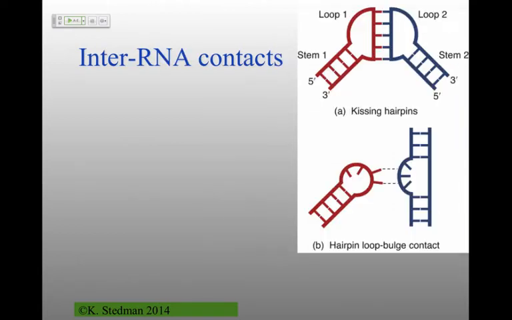You can also have RNAs interacting through space, and it turns out this is really important for ribozymes. Those are RNAs which have enzymatic activity, and the most famous of those is the ribosome.